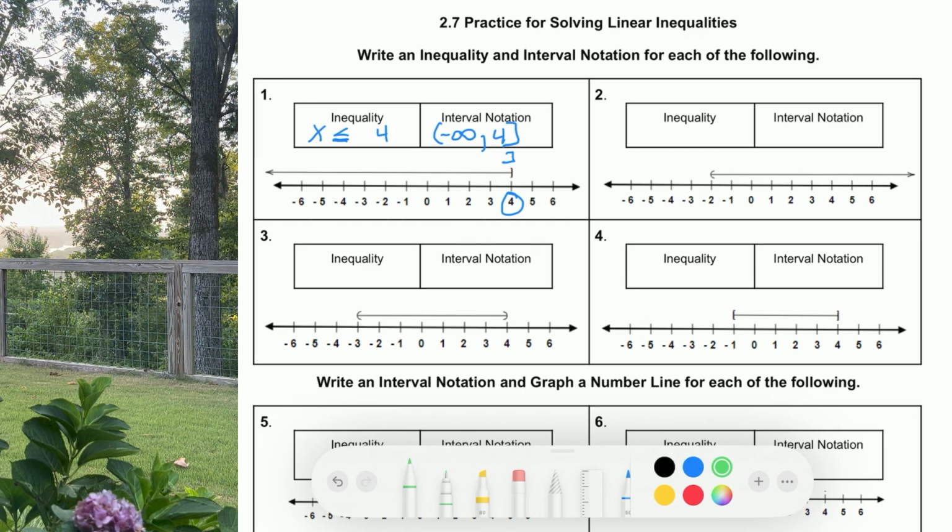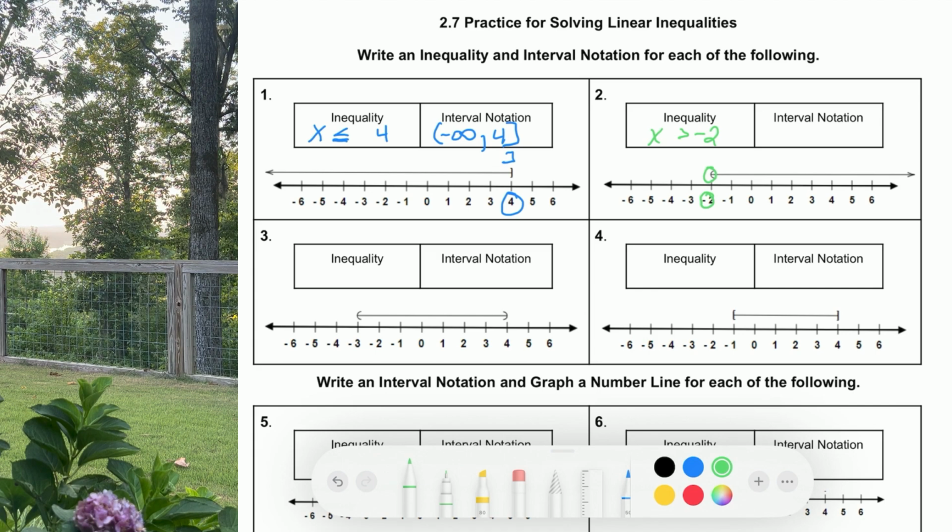Number 2, our line is now being graphed towards positive infinity. It's going to the right. So I know that our inequality symbol is going to be greater than. But I need to look at what it says about the number that it starts at. It starts at -2, and we have a parentheses. So that means -2 is not included in that solution. So I'm going to have a -2 here, but we're going to keep our inequality symbol as just greater than, not greater than or equal to.